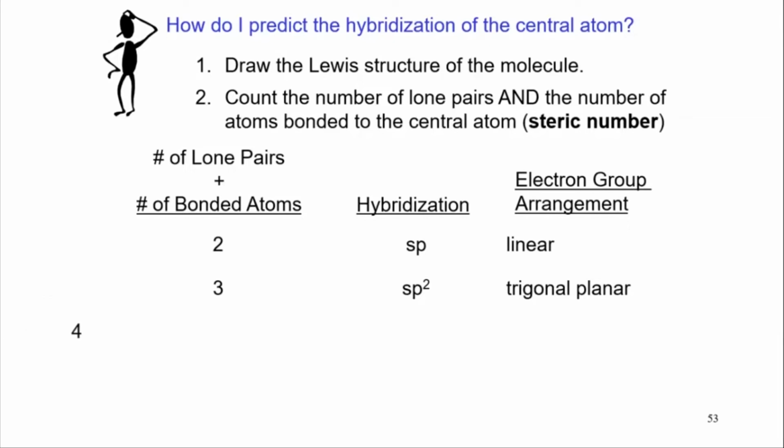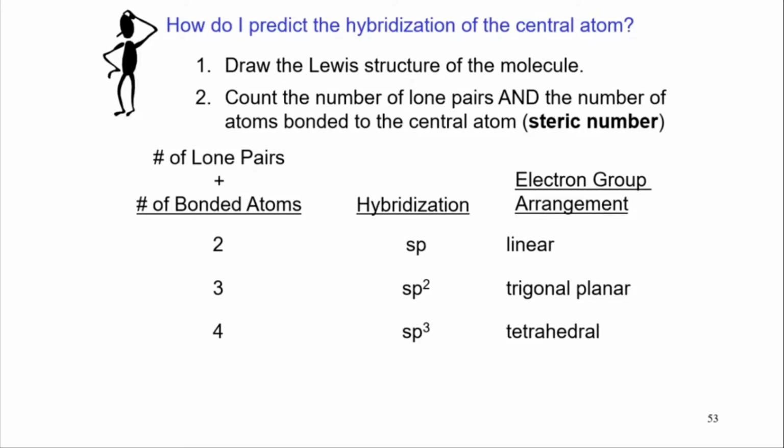If you have a steric number of 4, which again could be 4 single bonds, or it could be 3 single bonds and a lone pair, like ammonia, that means you need 4 hybrid orbitals. You're going to combine the s orbital with 3 of the p orbitals, actually all 3 of them, to generate sp3. Again, if you add the superscripts, 1 plus 3 is 4. That's how many hybrid orbitals you're getting. And these are going to point to the corners of a tetrahedral group arrangement.